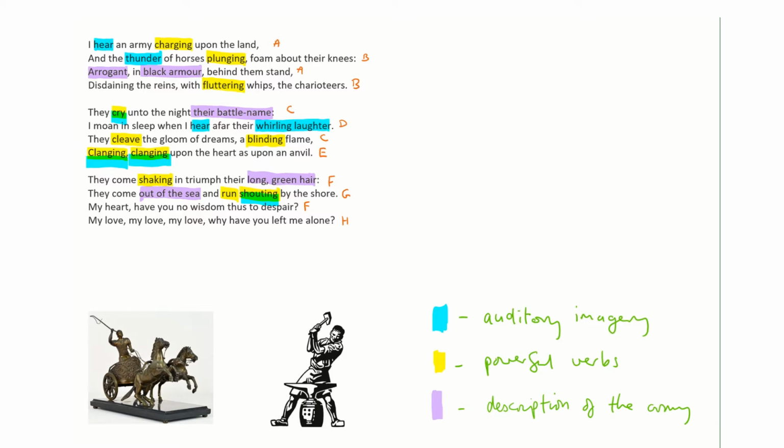Okay, let's launch right in then to the first stanza. The speaker of the poem says that he can hear an army charging upon the land. And I think it's interesting that immediately Joyce appeals to a sense of hearing rather than sight. The army, at least in that first line, appears to be out of sight, but it can be heard, and we might think about what effect that creates.